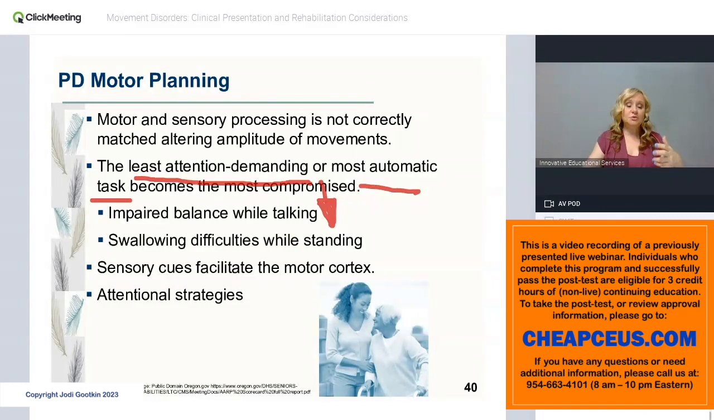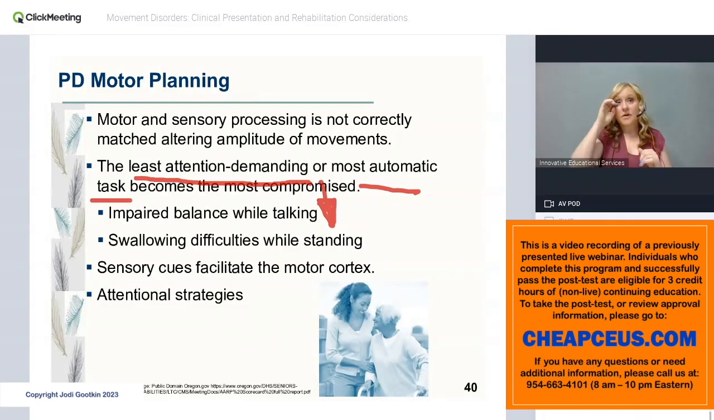So when you have that individual, because that basal ganglia, it's that organizational leader. It's that error correction. It's that sequencing and timing of things. It's not functioning. So when we have that individual where they are standing up and trying to swallow their pills, that swallow, that ability is going to be compromised. As they're concentrating and thinking about swallowing, that ability to stand, that balance is what's going to be compromised, because that's the thing they're not thinking about. And we need to then maybe tell them, you need to be sitting down when you're swallowing your pills.